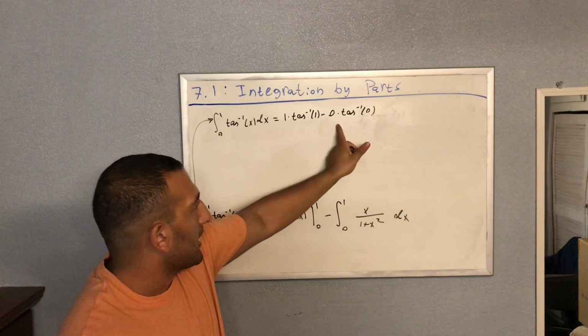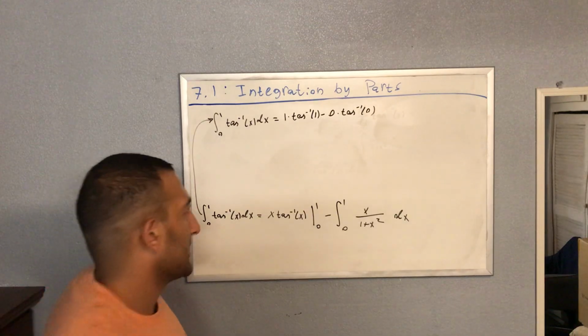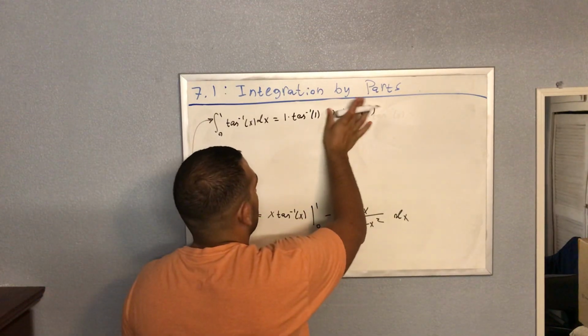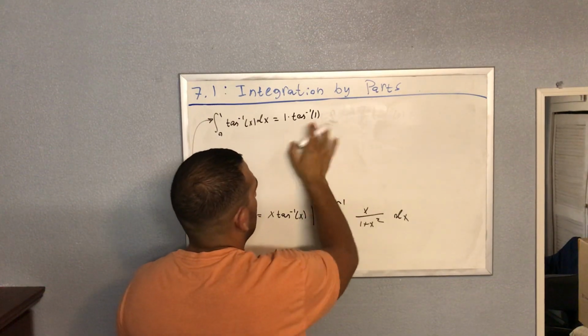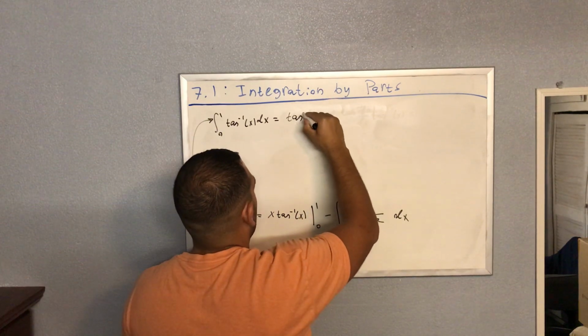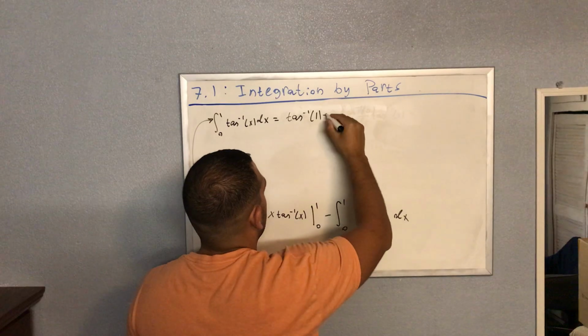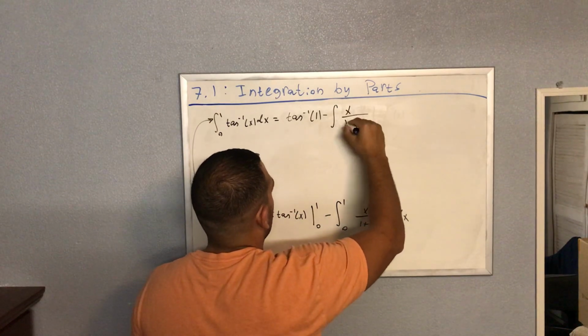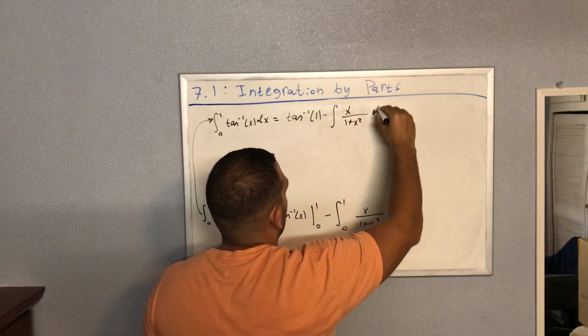Well, this guy doesn't amount to anything. 0 times anything is 0. So we really only get this. And 1 times anything is itself. So this is really just tangent inverse of 1 minus the integral of x over 1 plus x squared dx.